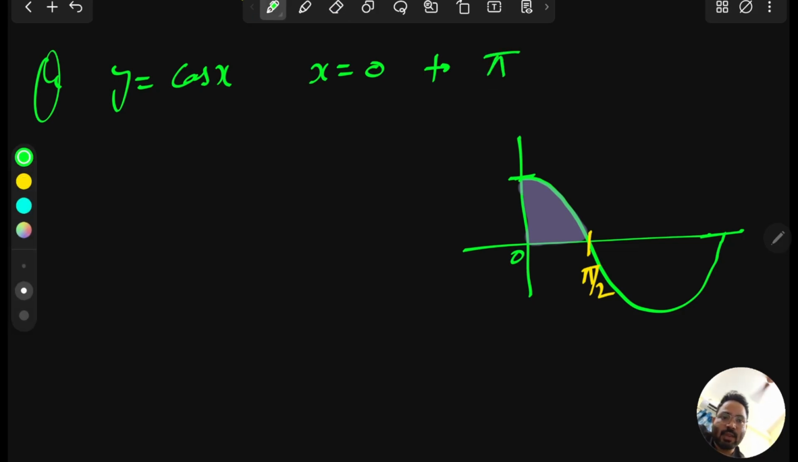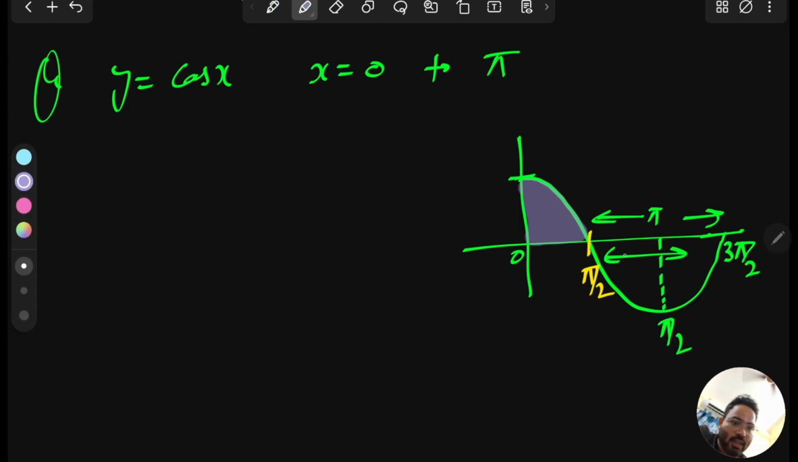See, this is pi by 2, and from here to here again, because cos is 0 at odd multiples of pi by 2. So this is 3 pi by 2. So this is pi by 2, and come to this point. This is 0, this is pi by 2, and the whole span is what? Pi. The whole span is pi and the half is pi by 2. So now you have to calculate the area till there.